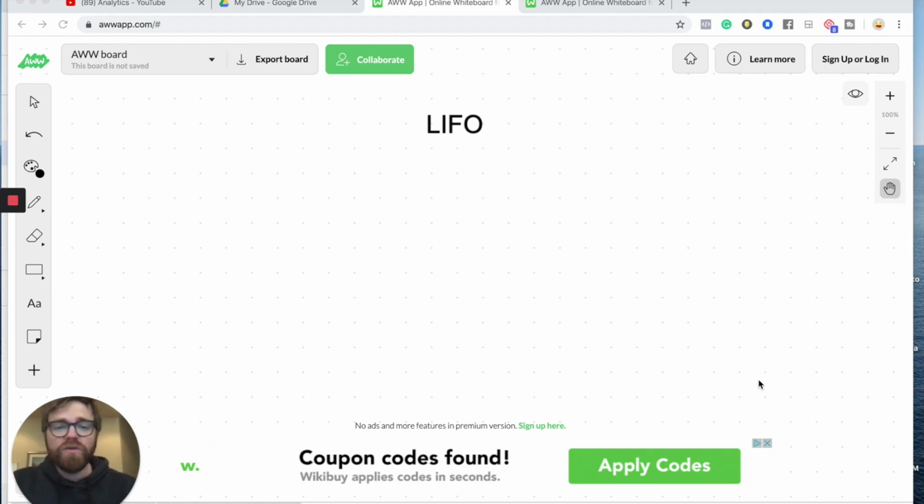Okay, so first off, what is LIFO? I'm going to go through and help you understand the concept, what it is, how it works, and then we'll jump into an example.